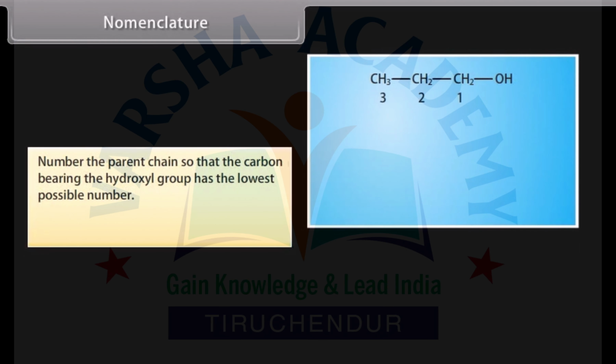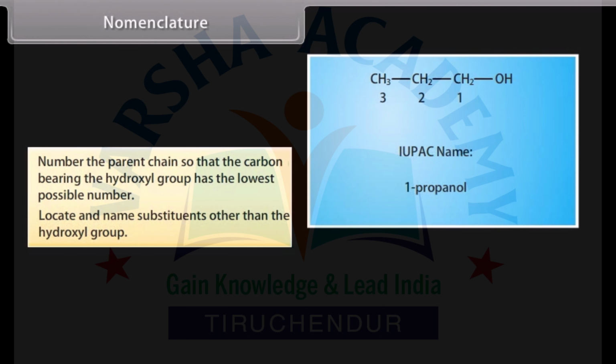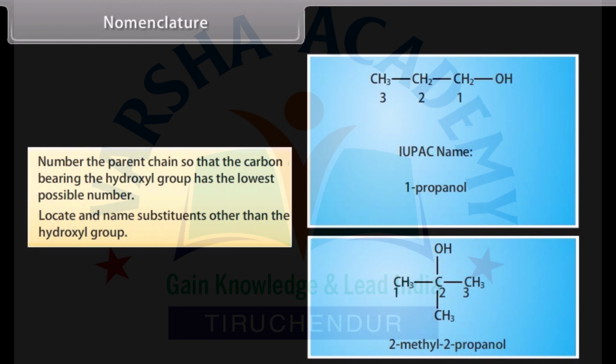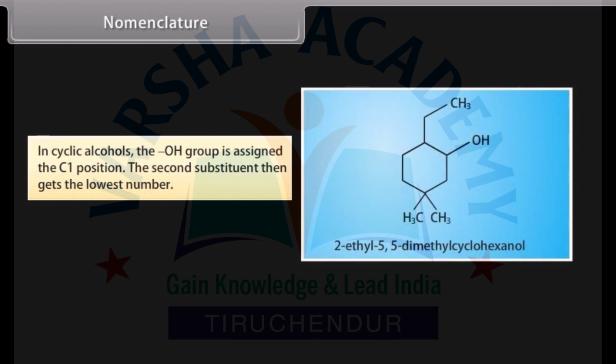Number the parent chain so that the carbon bearing the hydroxyl group has the lowest possible number. Locate and name substituents other than the hydroxyl group. Example: 2-methyl-2-propanol. In cyclic alcohol, the hydroxyl group is assigned the C1 position. The second substituent then gets the lowest number. For example, 2-ethyl-5,5-dimethylcyclohexanol.